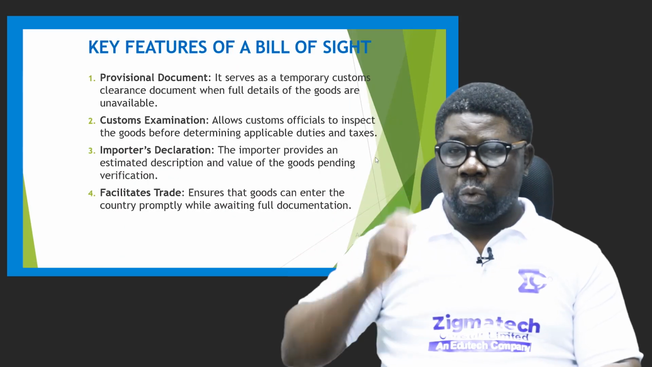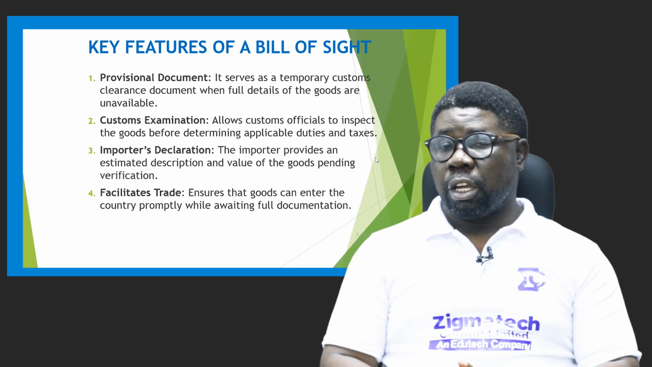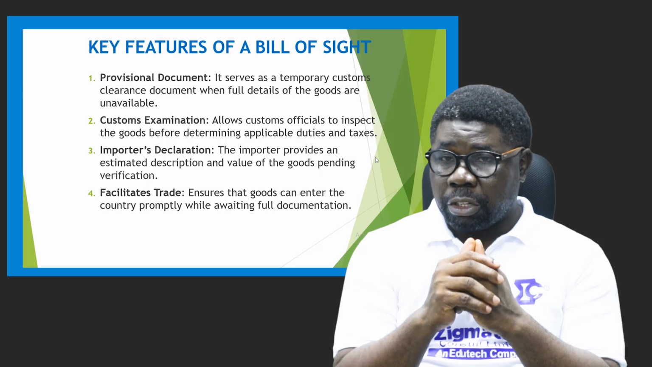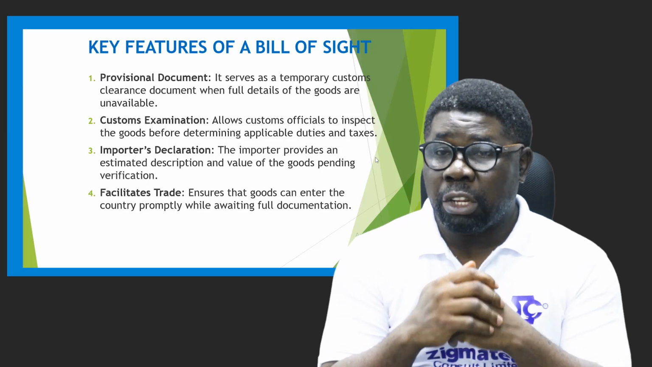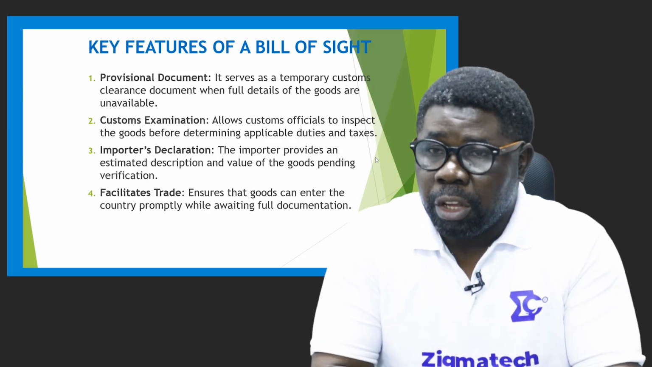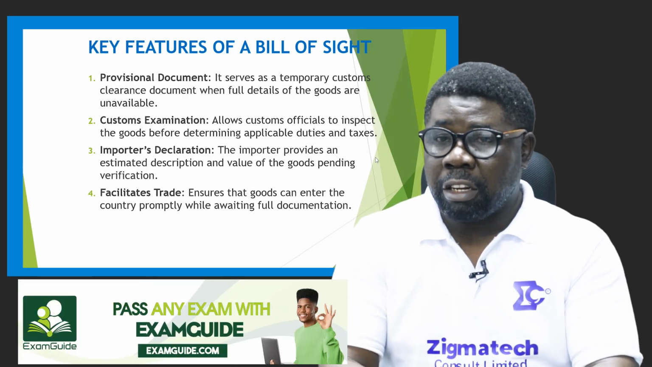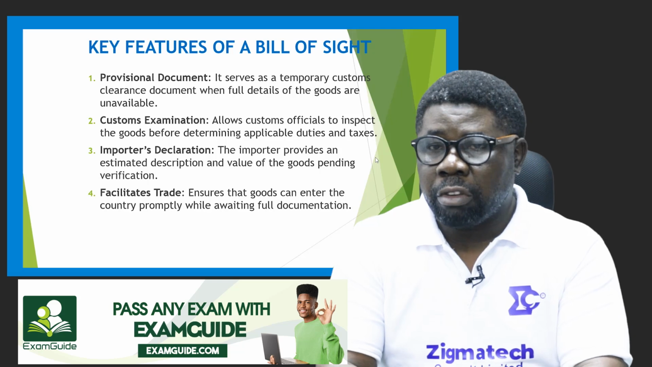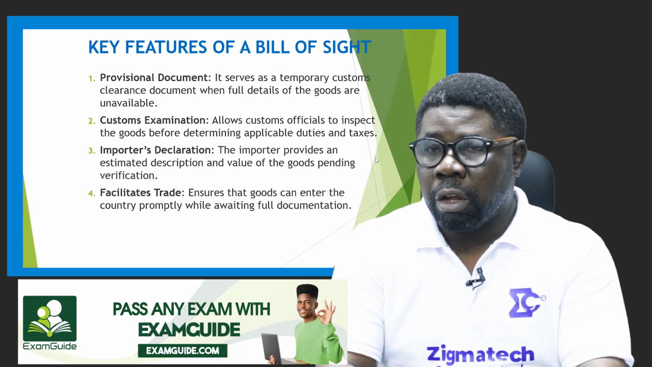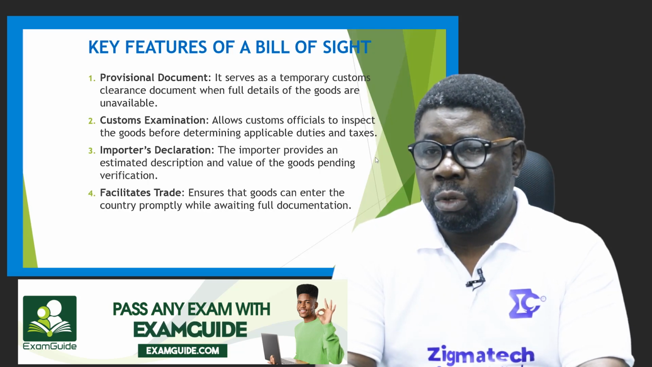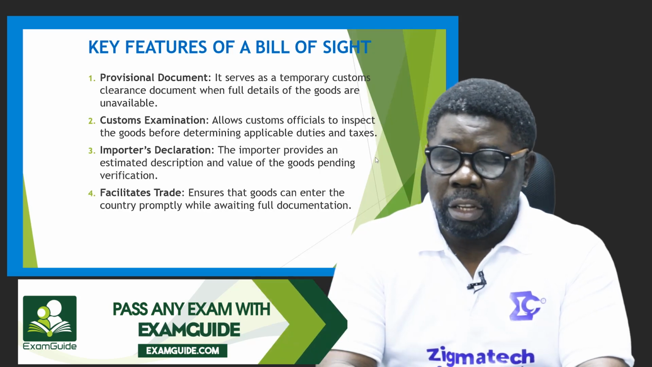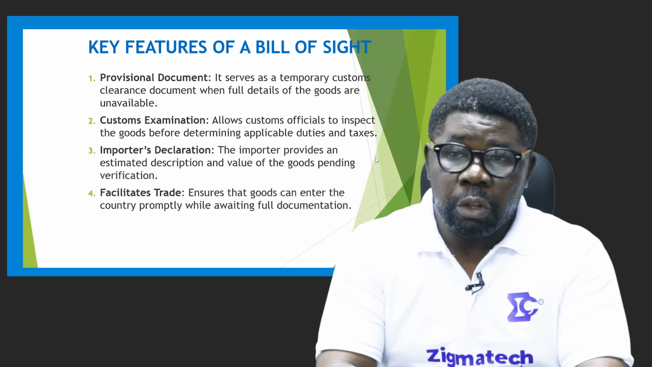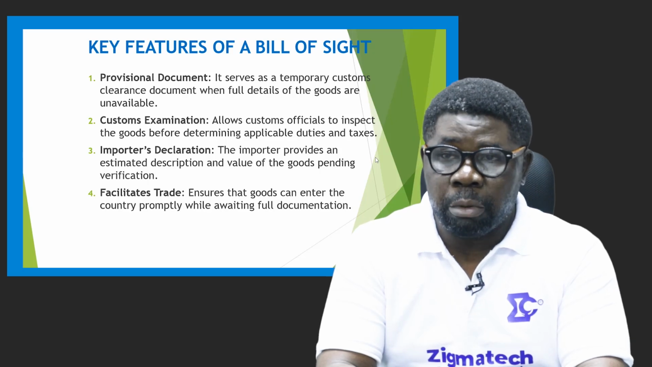The key features of bill of sight, what should you take note of? Number one, it is a provisional document, all right? It is a provisional document, not the final document, not the main document. It stands in between the expected and the available, all right? It serves as a temporary document that the customs can use for clearance when full details of the goods are not available, all right? It can serve as a document the customs can use for clearance when the full information of the goods is not available.